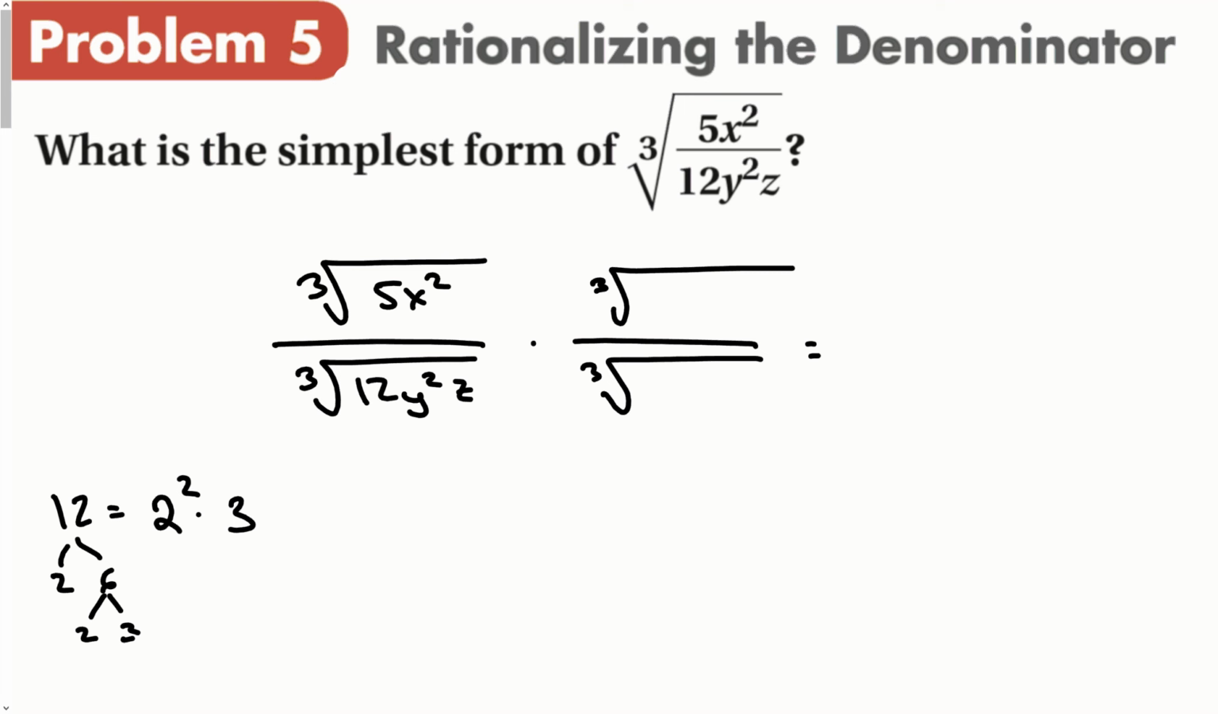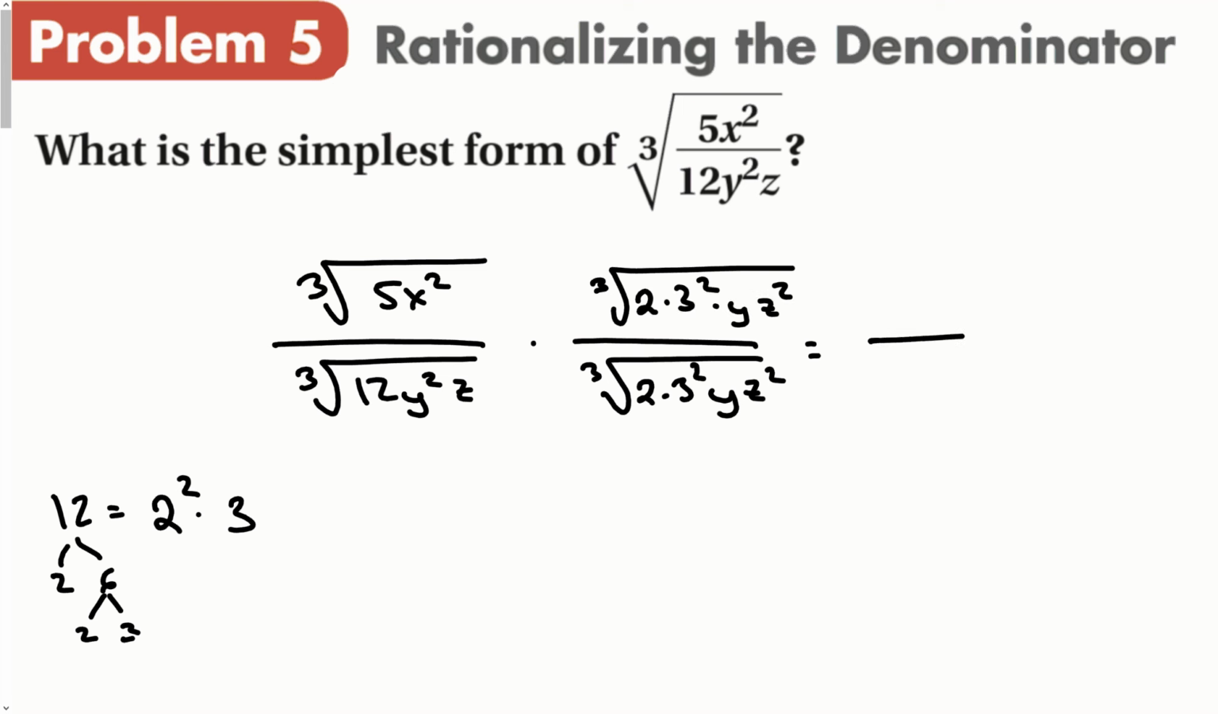So if I break 12 into its prime factors, I want to make every one of them a perfect cube. So the 2 needs one more. The 3 needs 2 more. 2 times 3 squared is 18. The y needs 1 more. The z needs 2 more to make all of these a perfect cube. Whatever I do to the bottom, I have to do to the top.